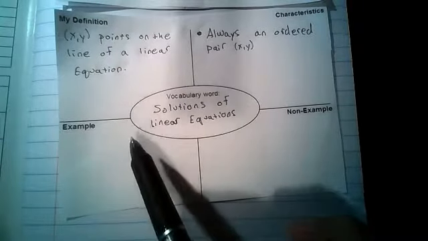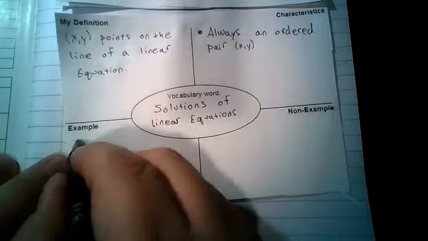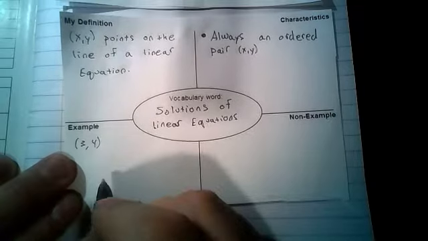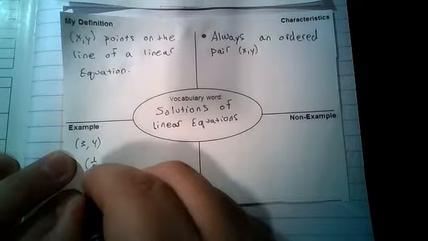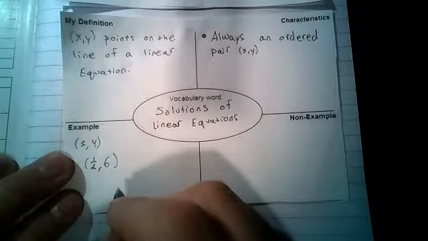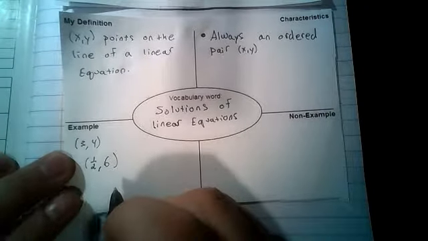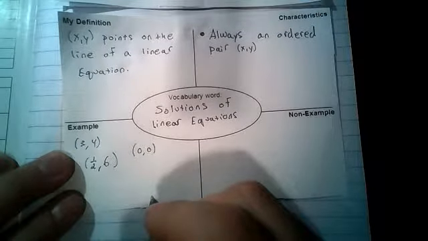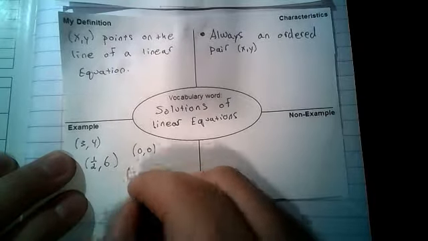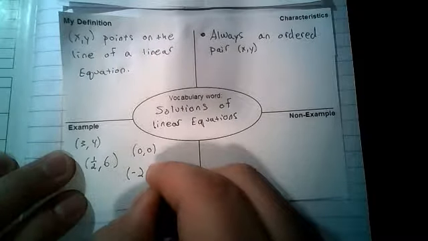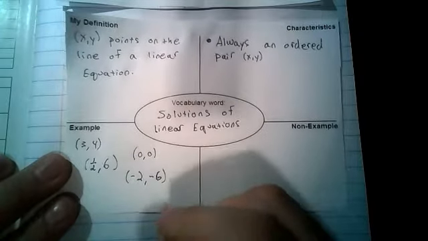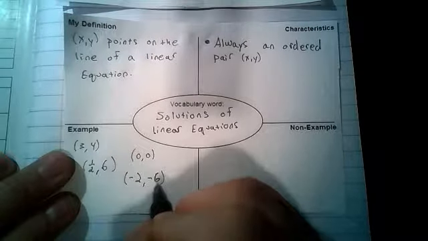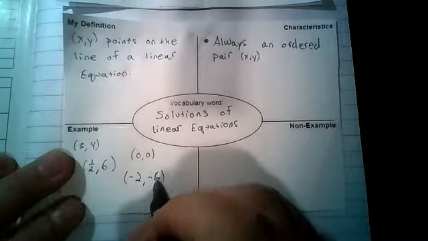And so for an example of a solution would be if the line goes through the point 3, 4, then that would be a solution. Or if it went through 1/2, 6. It doesn't matter if it's a fraction, it's still a number. It could go through the point 0, 0, which is actually pretty common. Could go through some negative numbers. -2, -6. Okay. So it's any of those points that are on the line. These are the xy coordinates that are on the coordinate plane.